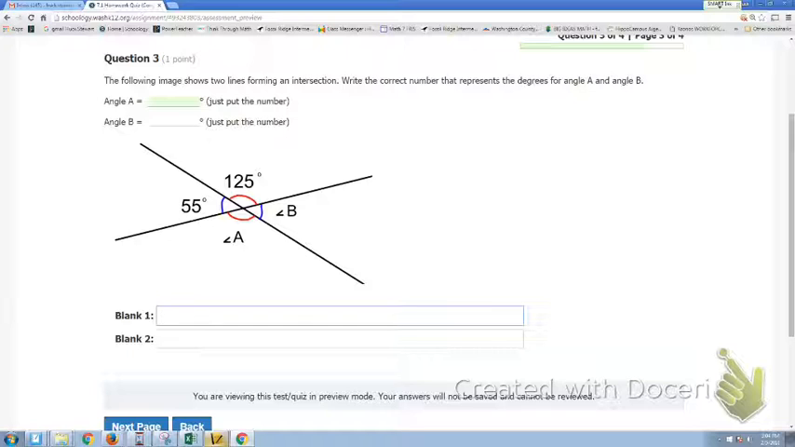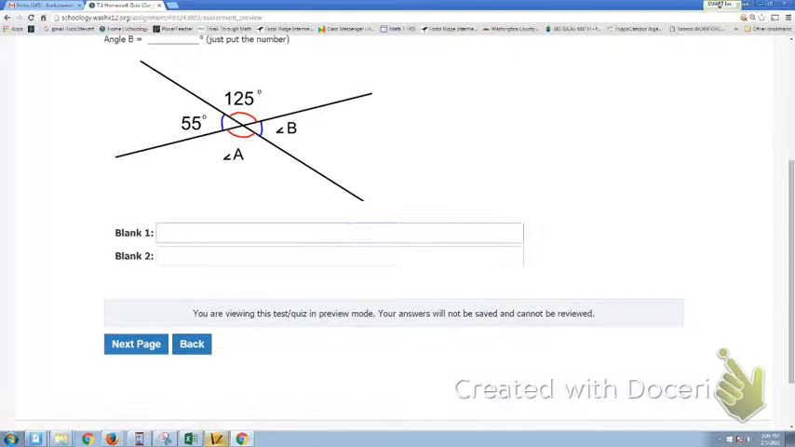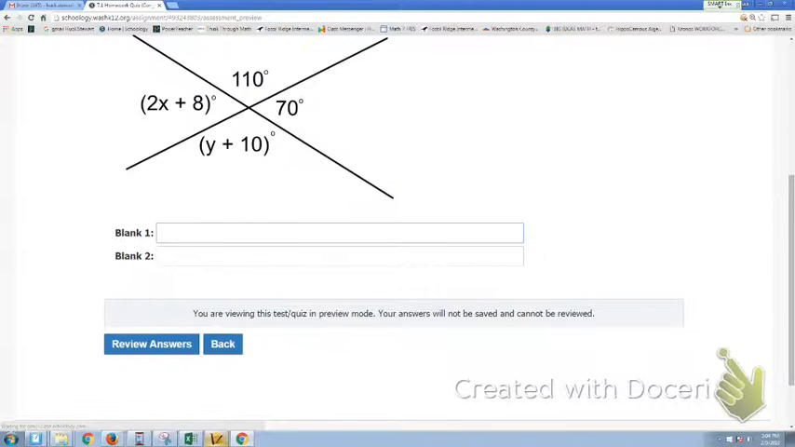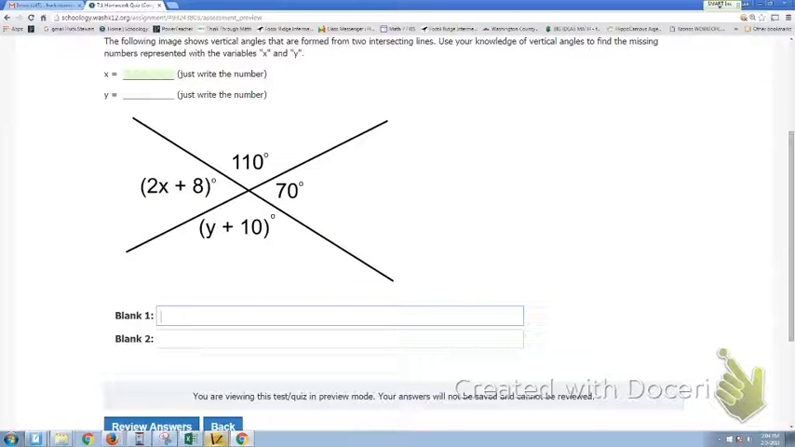So again, you got to know this. Don't bother putting the degree sign, that's already provided for you. Just put the numbers. So if the number was 100, then I would just put 100 in there or whatever. Okay? Next question. All right, here's where things get a little more tricky.